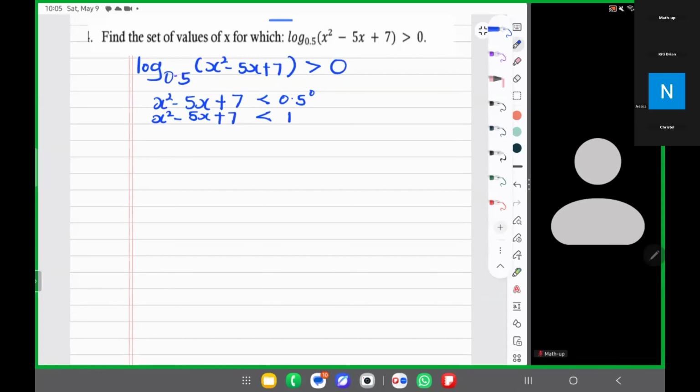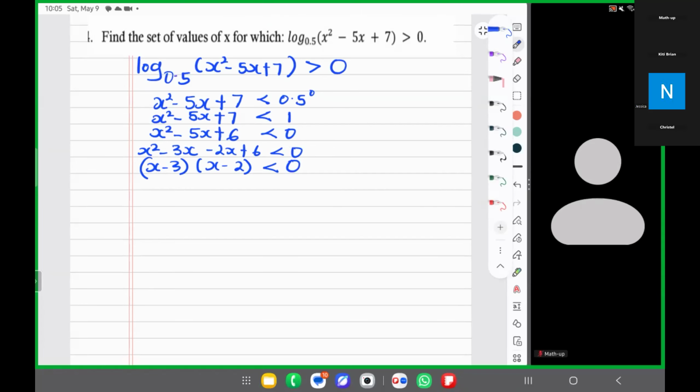Okay, and simplifying that by taking the 1 to the left-hand side, we shall have x squared minus 5x plus 6 being less than 0. The function on the left-hand side can be factorized. So we shall have x squared minus 3x minus 2x plus 6 being less than 0, which will give us x minus 3 into x minus 2 being less than 0.